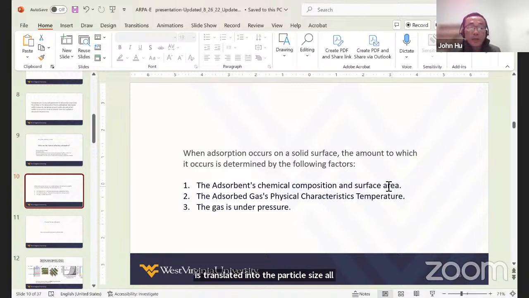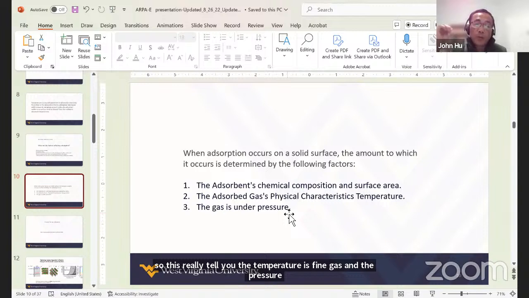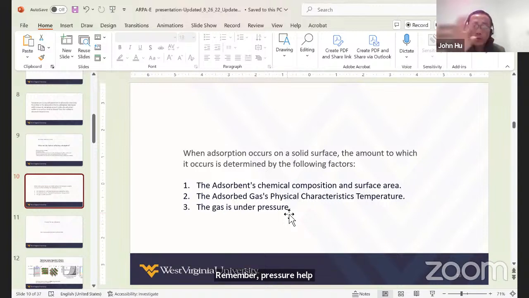Okay, good. Second, the adsorption gas physical characteristic: temperature. Ammonia is a base, okay? So what's the physical characteristic, temperature? That means the gas has to be at a lower temperature, all right? The lower the temperature, the easier to adsorb. So this really tells you the temperature, gas, and the pressure. Remember, pressure helps force the molecule to adsorb on the surface. But this all talks about adsorption, but don't forget, you have the desorption. That's what we are going to talk about next. Okay. So, anybody has any questions?